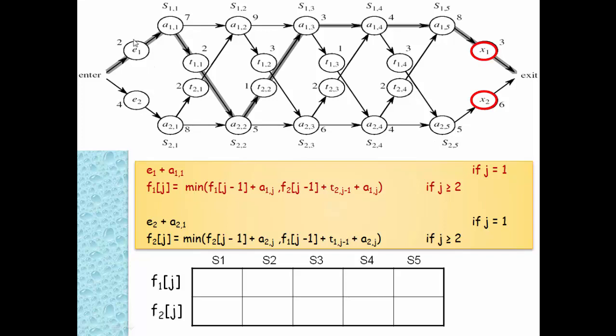We have two entry gates. One is the entry gate for station number 1 of line 1, E1, which requires 2 units of time, and entry gate 2, E2, is the entry gate of assembly line 2, and it requires 4 units of time.